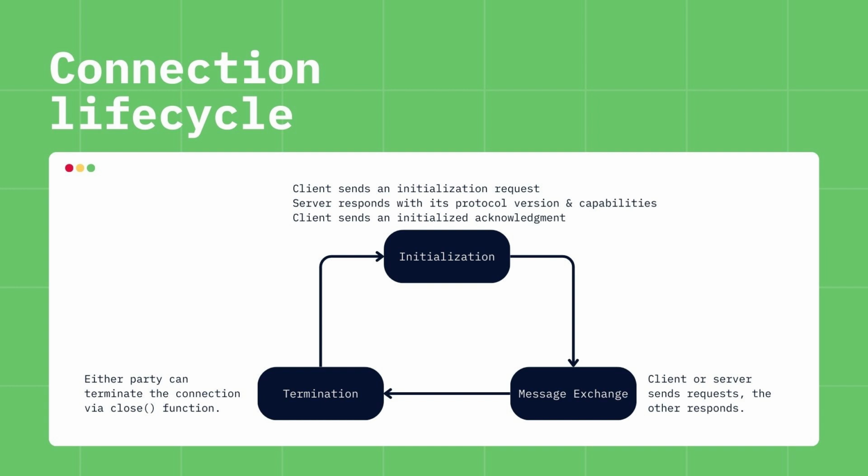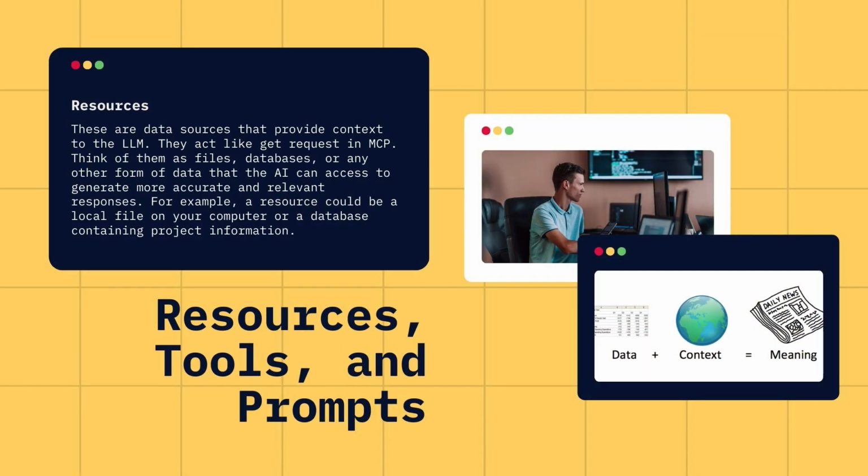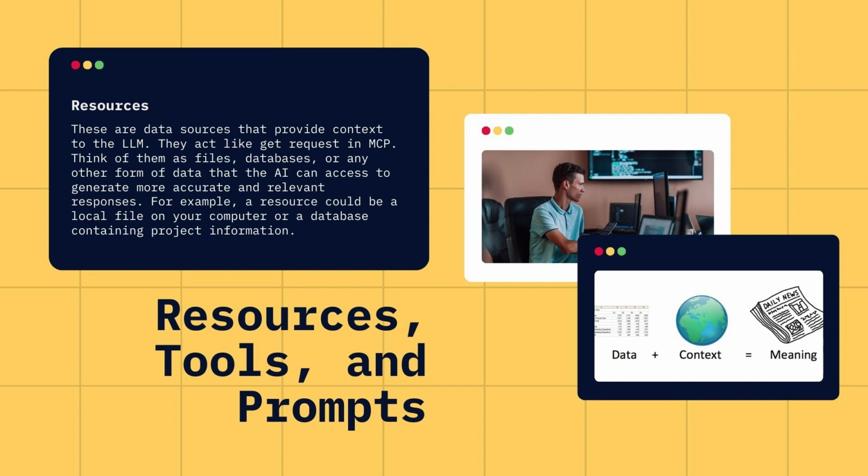Now let's talk about what MCP provides to make LLMs more powerful. MCP introduces three key concepts: resources, tools, and prompts. Resources. These are data sources that provide context to the LLM. Think of them as files, databases, or any other form of data that the AI can access to generate more accurate and relevant responses. For example, a resource could be a local file on your computer or a database containing project information. GET requests in RESTful APIs are analogous to resources.